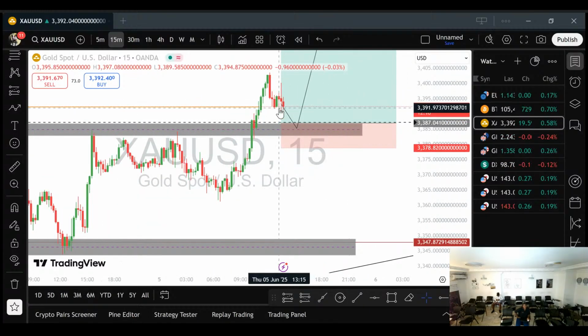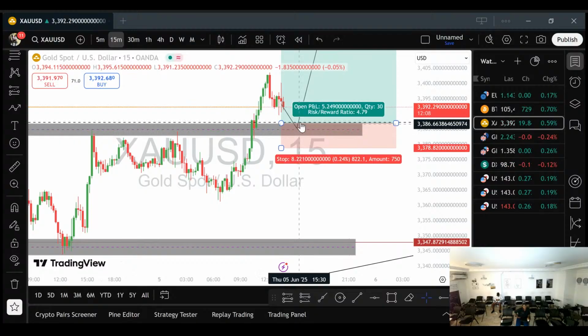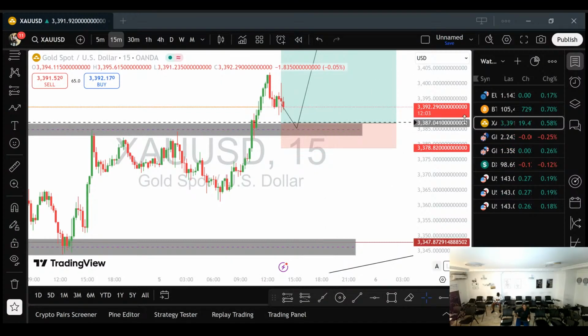So if you have an account, be ready to buy gold. Ready to buy gold at 3387.04. If you have an account ready to buy gold, gold is going to come up.